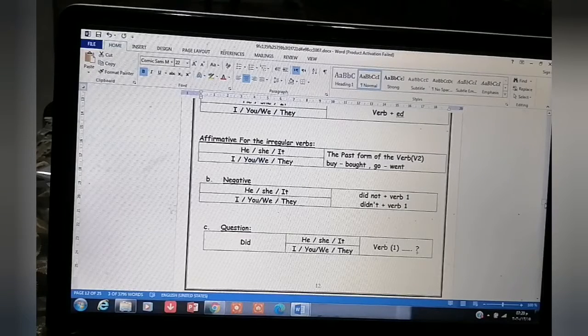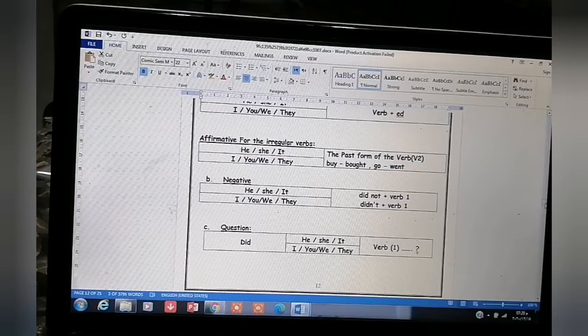These are irregular verbs. We said the regular verb is the verb when you change it into the past, you only add ed, while the irregular verb is the verb when you change it into the past, you change the shape of the word. Okay, like we said, go, went, see, saw, drink, drank, eat, ate. Okay, let's move to the negative form.